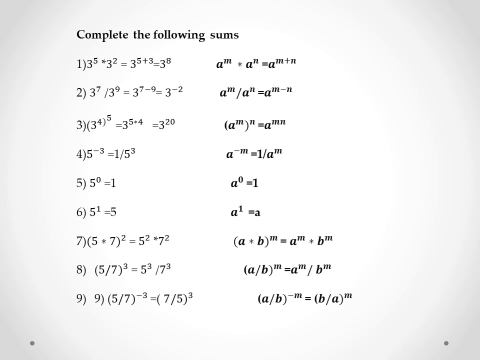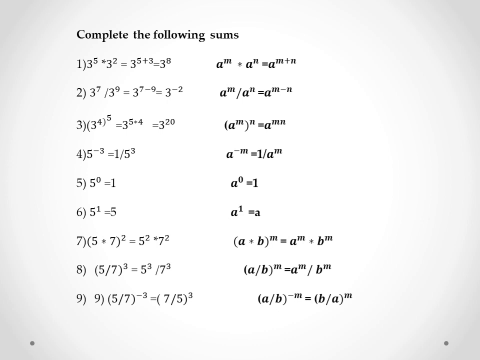Now see, depending on that, some sums are given. 3 raised to 5 multiplied by 3 raised to 3. 3 is the common base. Then take the index addition, 5 plus 3, 3 raised to 8. The first rule we use here is a raised to m multiplied by a raised to n equal to a raised to m plus n. Second is 3 raised to 7 upon 3 raised to 9 equal to 3 raised to 7 minus 9. In case of division, subtraction of indices, that is 3 raised to negative 2.